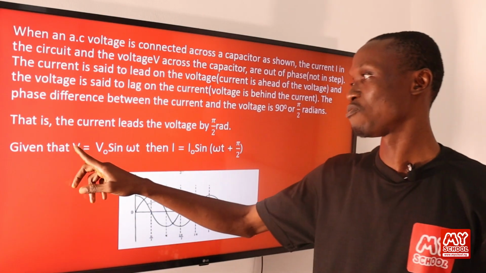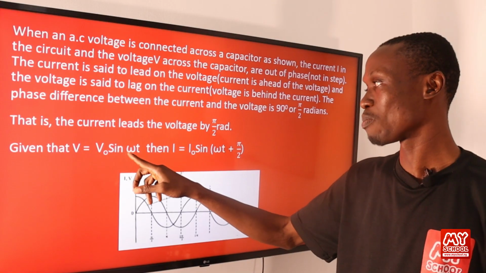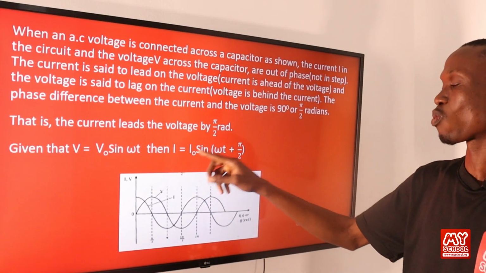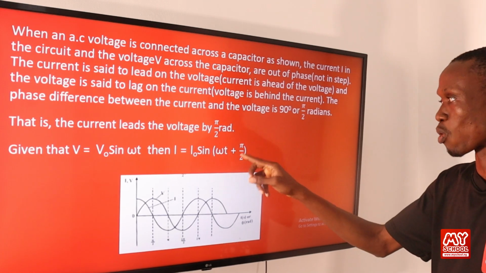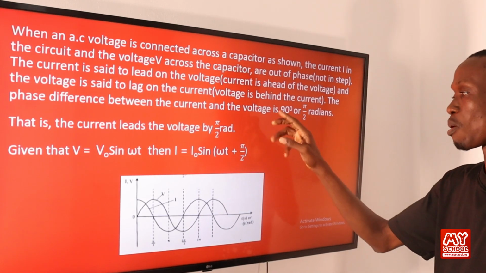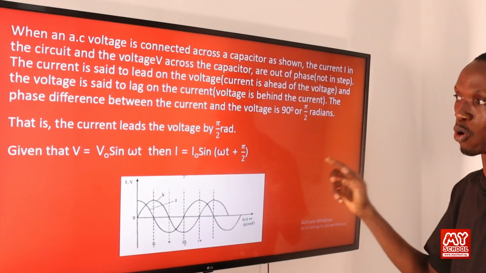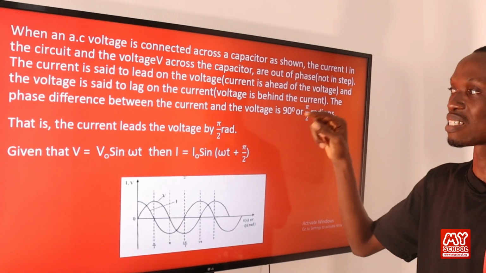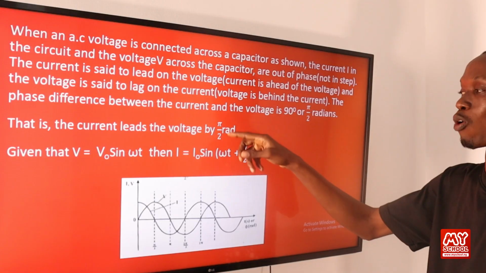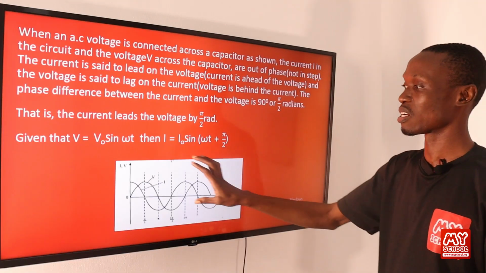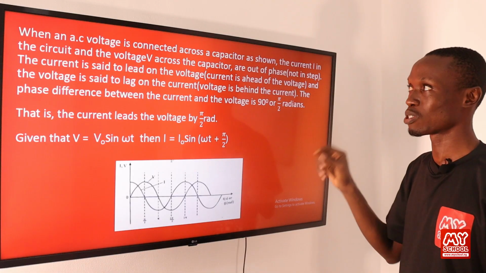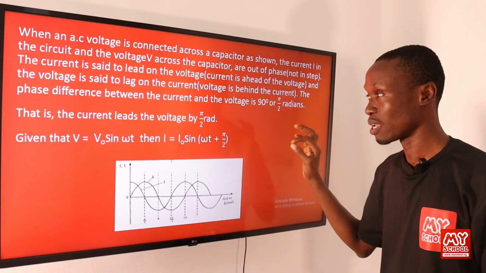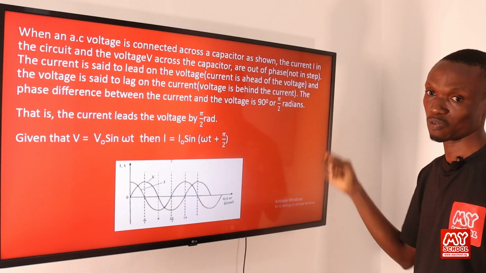So given that V equals V naught sine omega t, then I equals I naught sine (omega t plus pi over 2). The reason for that is because in this case the current is leading the voltage by pi over 2. Okay, so this is the graphical representation of when an AC voltage is connected across a capacitor. So let's move to the next slide.